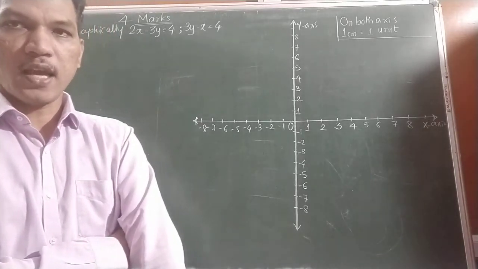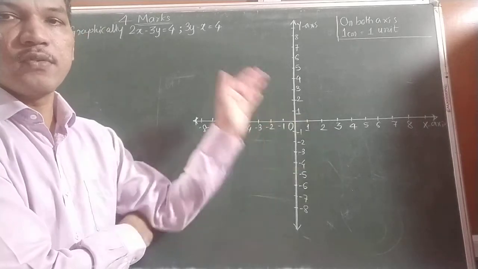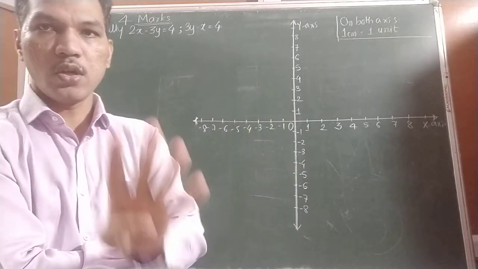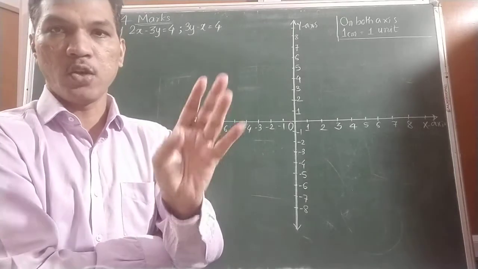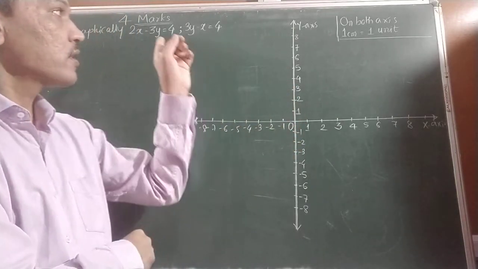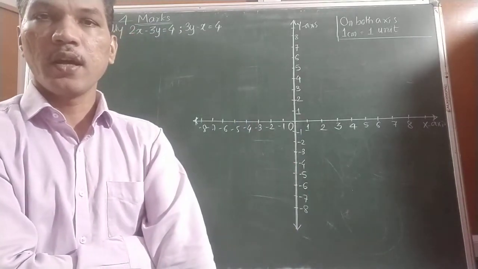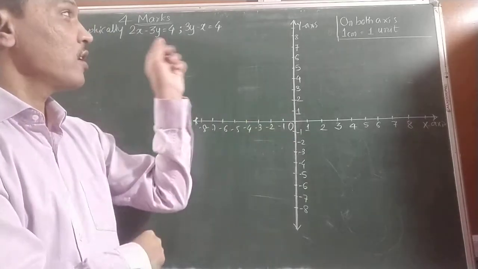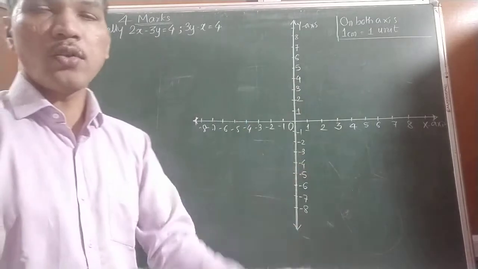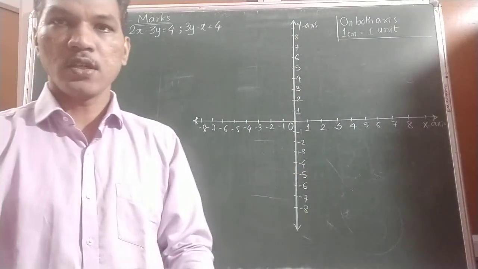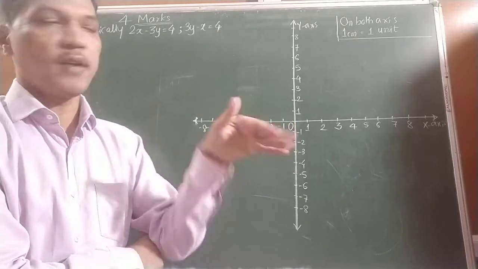For 4 marks I will explain one sum step by step. This is as per a revision of all chapters, because in 4 marks all chapters are included, as we know in 3 marks and 2 marks also. So we start with the first chapter. This sum is on the graphical method. So it is for 4 marks. Now all 24 or 25 sums for 4 marks, I will teach you, I will explain to you.